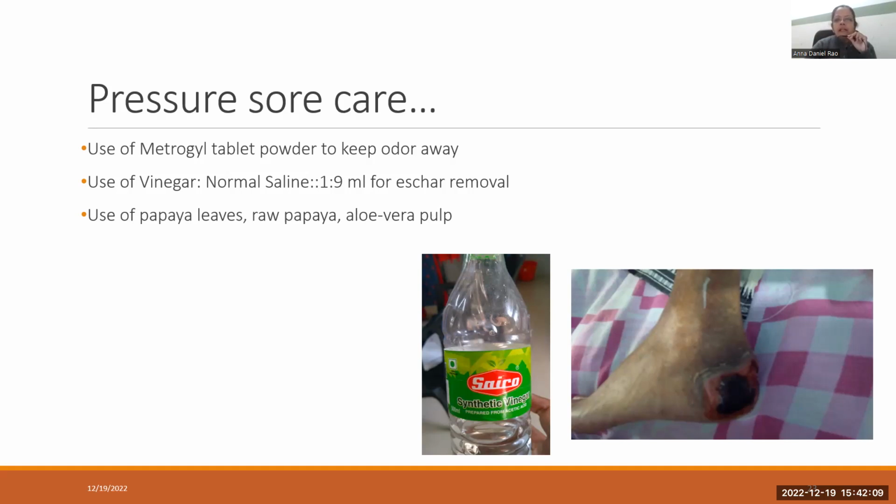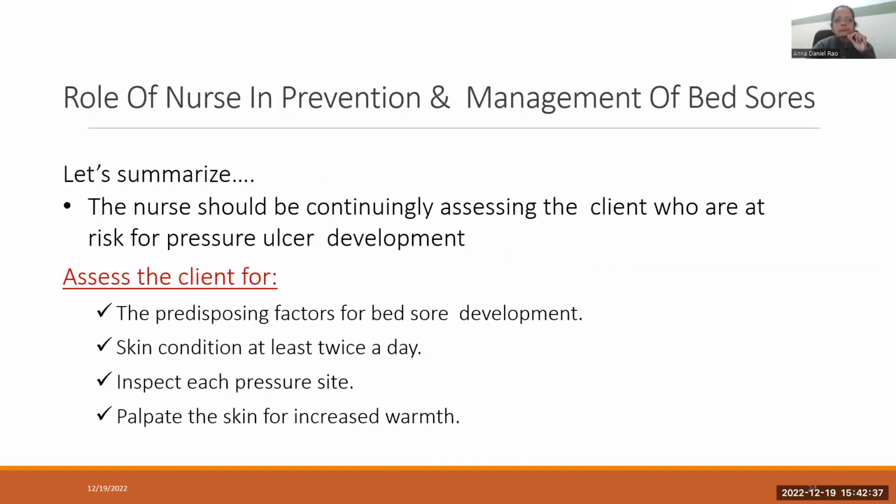And aloe vera pulp is also good. You can cut an aloe vera leaf, remove the top and bottom skin, and whatever pulp comes out can be applied directly over the dressing material, and then the dressing material can be placed over the wound. That also helps a lot in healing the pressure sore. So let us summarize this session.